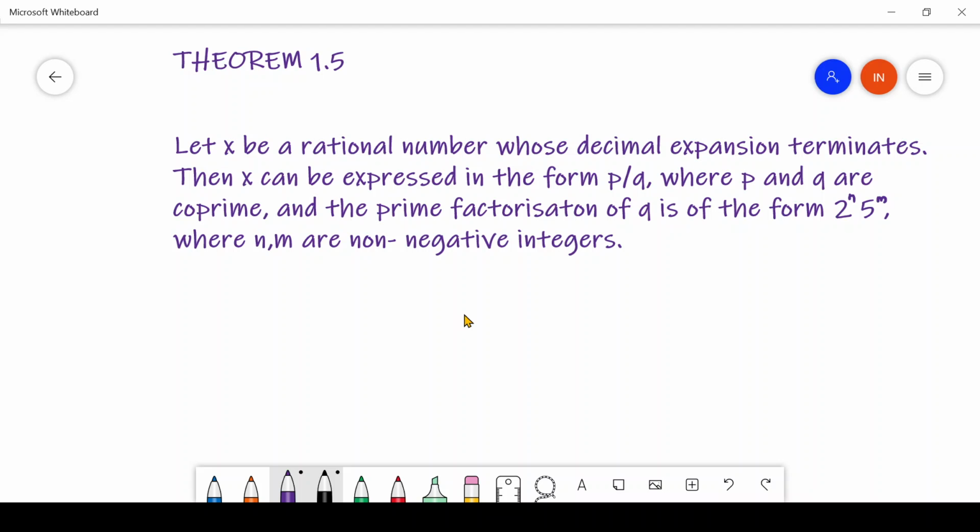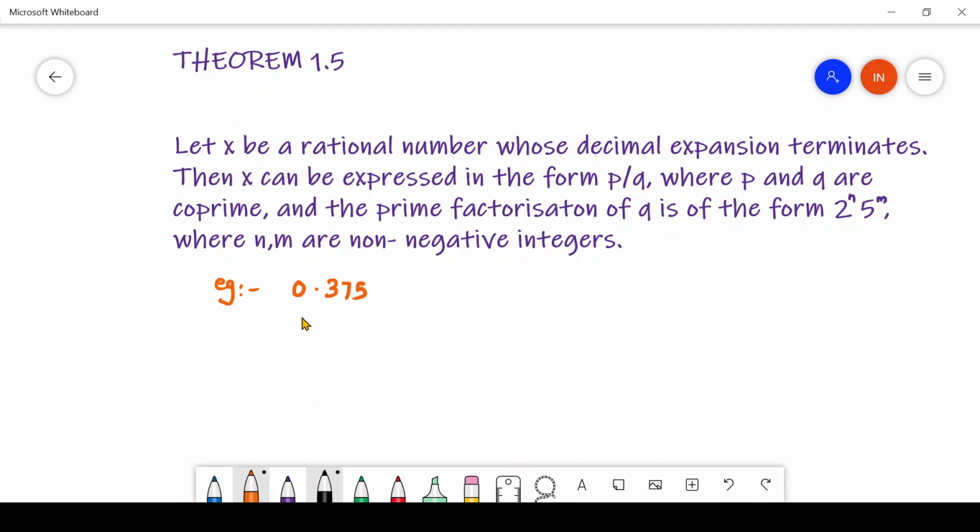Let x be a rational number whose decimal expansion terminates. Then x can be expressed in the form p by q, where p and q are coprime and the prime factorization of q is of the form 2 raised to n, 5 raised to m, where n and m are non-negative integers. I think it's a bit confusing, so I will explain with an example so that it will be very clear what it means.